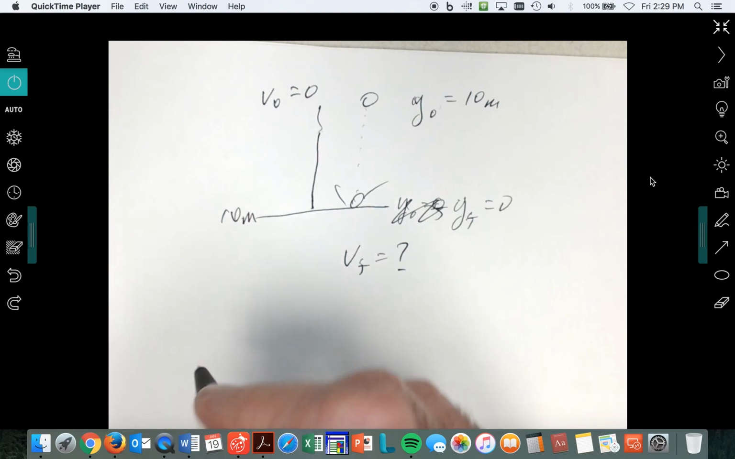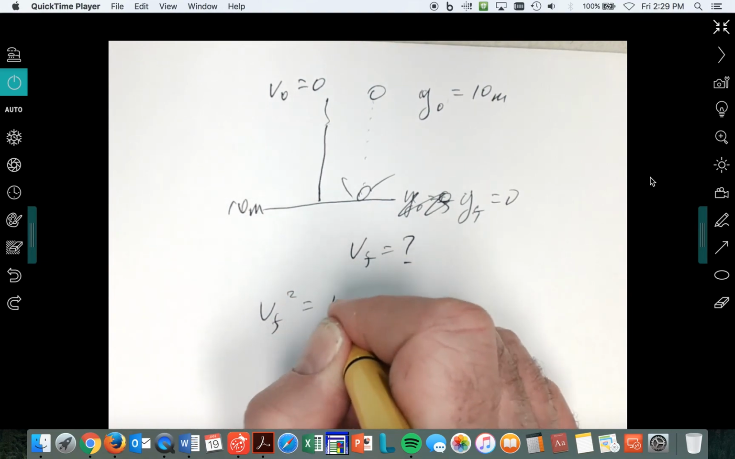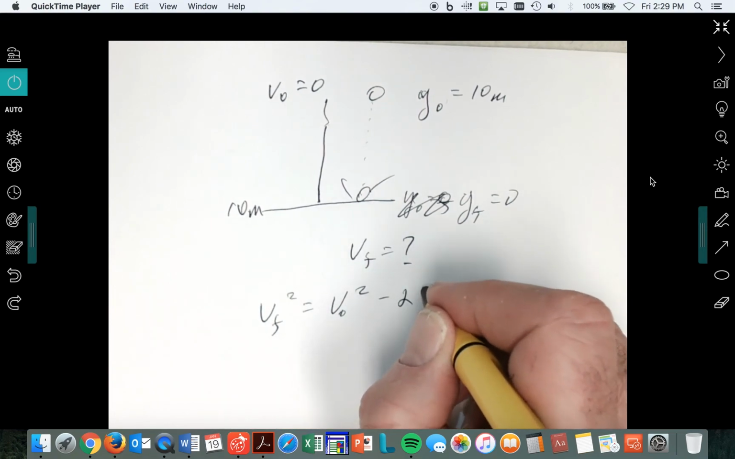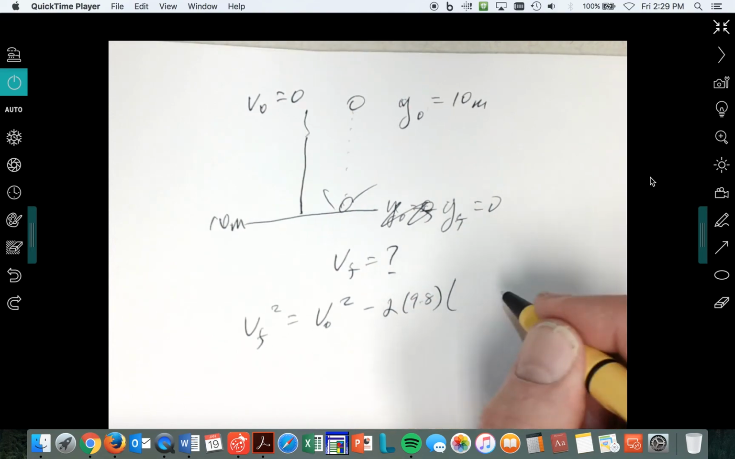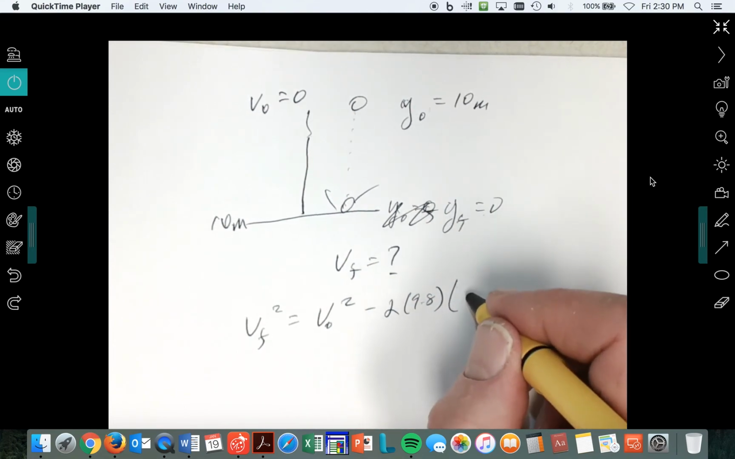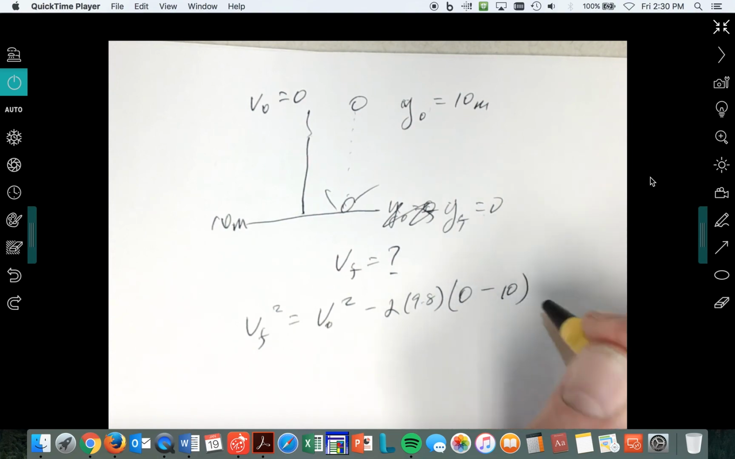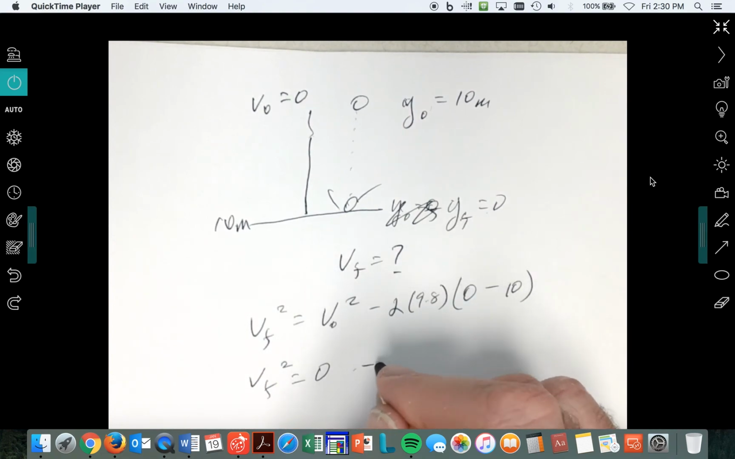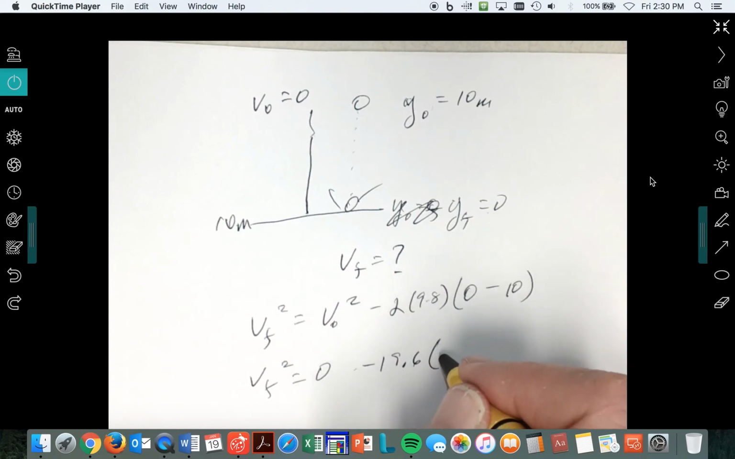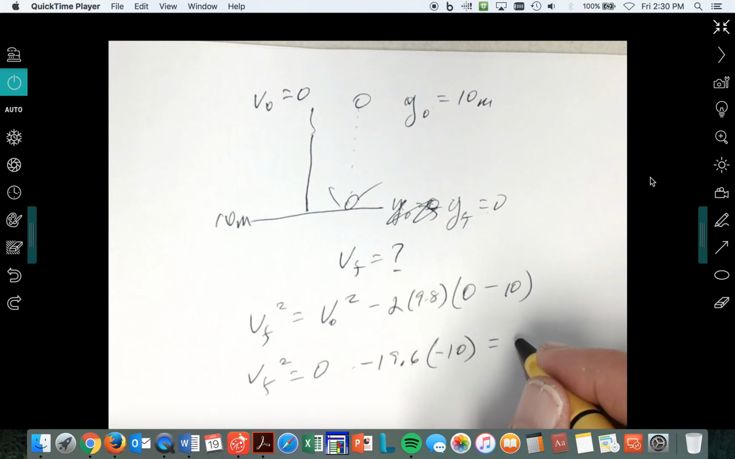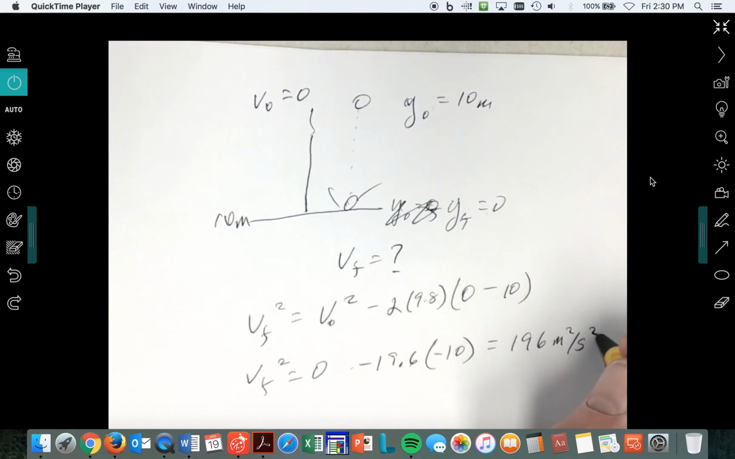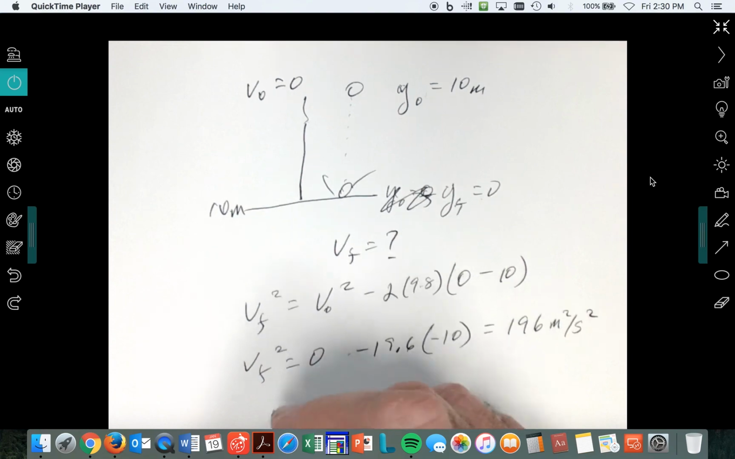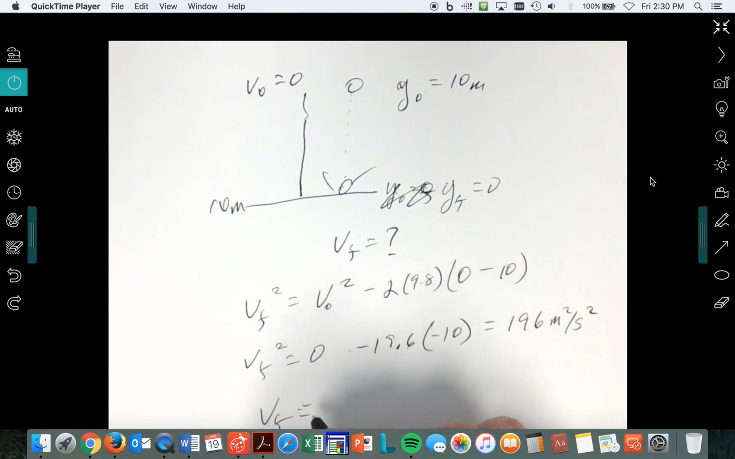Actually, the final velocity is very easy to calculate, because we can just say final velocity squared is equal to v naught squared minus 2 times 9.8 times y final minus y initial. So v final squared is equal to 0 minus 19.6 times 0 minus 10, which is minus 10. That gives v final squared equal to 196 meters squared per second squared. Take the square root of it: 14.